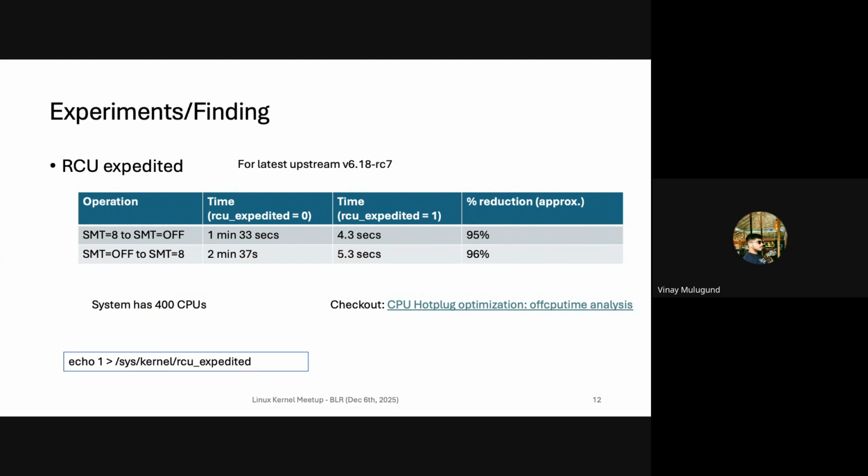I would recommend people check out this analysis posted upstream by one of my colleagues, where we have done some more experiments. For example, if we identified which synchronize_rcu stack trace was causing the delay, and made just that one expedited instead of enabling it system-wide, what would be the impact on the time taken to finish the bulk CPU hotplug operation? We have done these experiments on different sizes of systems. For example, one analysis was done on a system with 128 CPUs, and there also the reduction was around 95%. So in every case, even though the actual time is different, the reduction is always around 95 to 96%. One can enable system-wide RCU expedited using this sysfs entry. This data was taken on the latest upstream, which is 6.18.